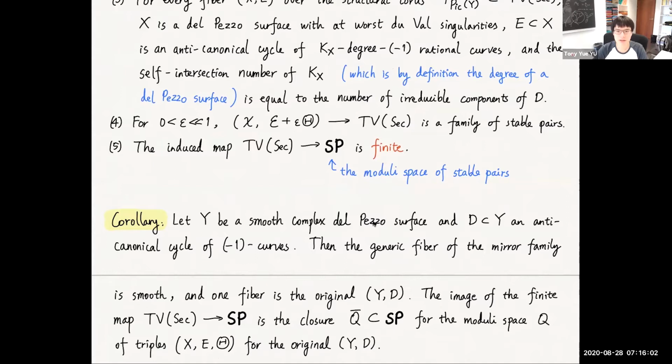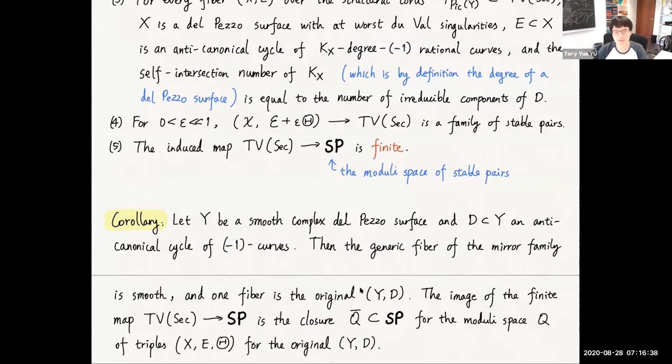So here we consider Y as above, a smooth complex del Pezzo surface, and we assume moreover that D in Y is an anticanonical cycle of -1 curves. In this case, the generic fiber of the mirror family is smooth, and the one fiber is just the original YD. So it shows that the mirror construction is, in this case, for del Pezzo surface, self-mirror.